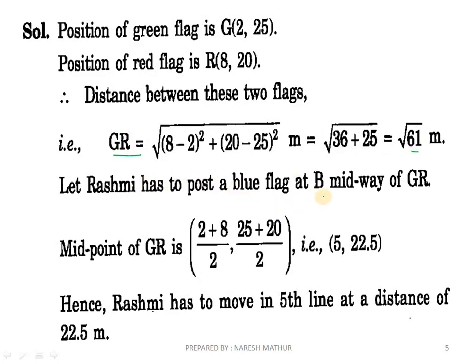And for the midpoint, just add x1 plus x2 upon 2. So 8 plus 2, 10 by 2 is 5, and y1 plus y2 upon 2 will be 22.5. So these are the points. So Rashmi has to move in the fifth line at a distance of 22.5 meters. Alright.